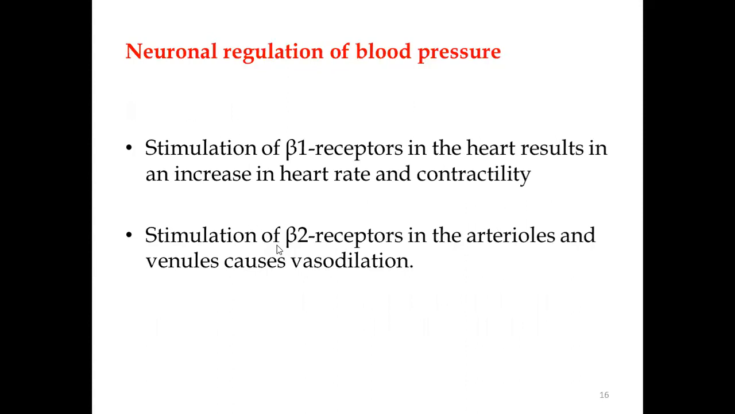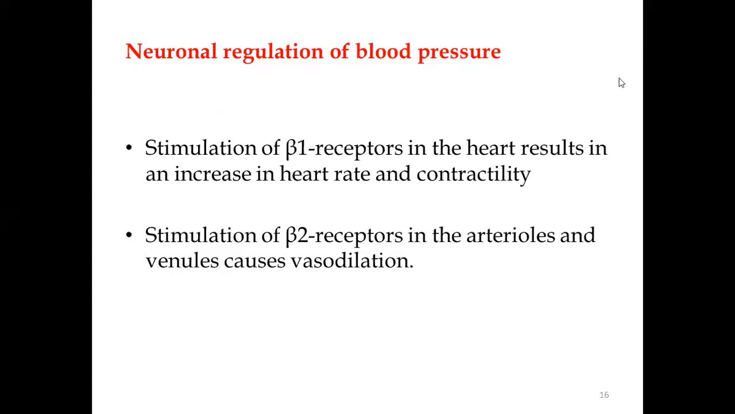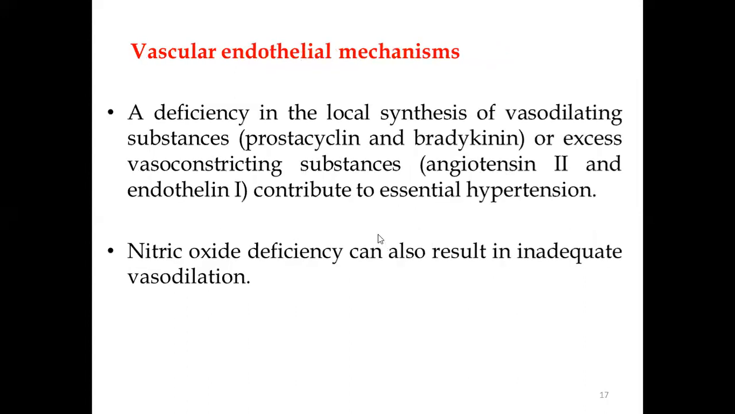Okay. The second neuronal regulation of the blood pressure is the activation of the beta-1 receptor. There is beta-1 receptor in the heart. So what can it cause? It can cause contractility of the heart. But activation of the beta-2 receptor mostly causes vasodilation. So the effect on the blood pressure is usually vasodilation. So those are some of the neuronal regulations of the blood pressure.